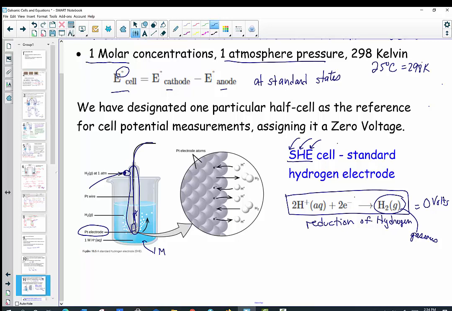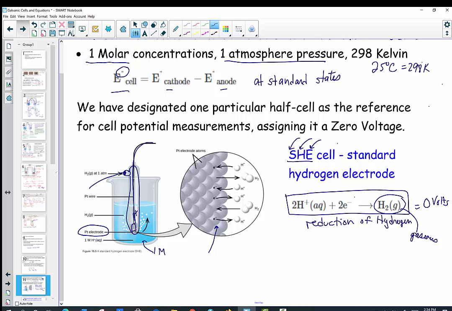So we place the platinum wire inside the chamber that contains the gas to complete the circuit. And again, this is the platinum wire. It's the site where oxidation or reduction will occur depending on what's assigned to the other half reaction.